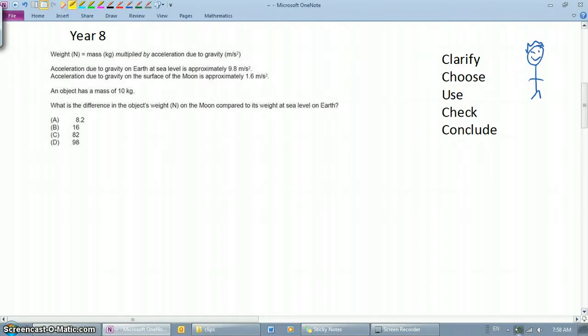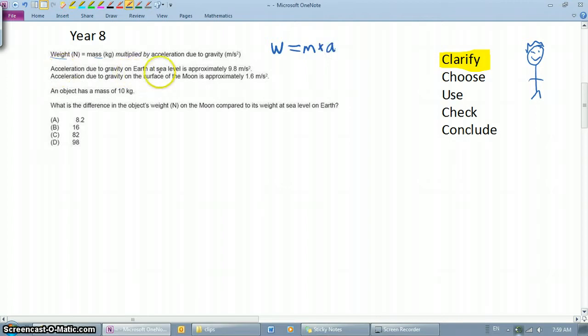First step, without fail, every time, clarify the question. Weight (N) equals mass (kg) multiplied by acceleration due to gravity (m/s squared, which is meters per second squared). We don't need to understand everything in that sentence. We just have to be able to translate that into maths. So let's have a look. Weight equals mass multiplied by acceleration. That's all we need at this stage.